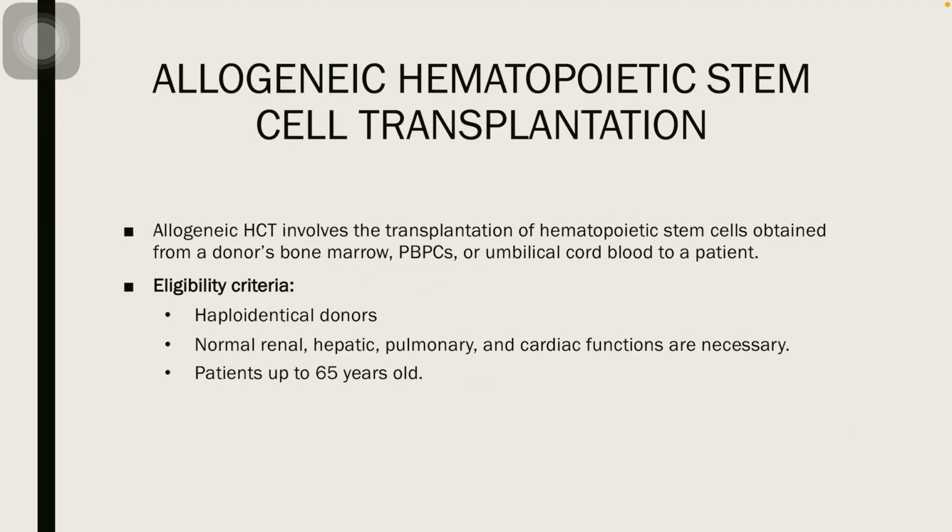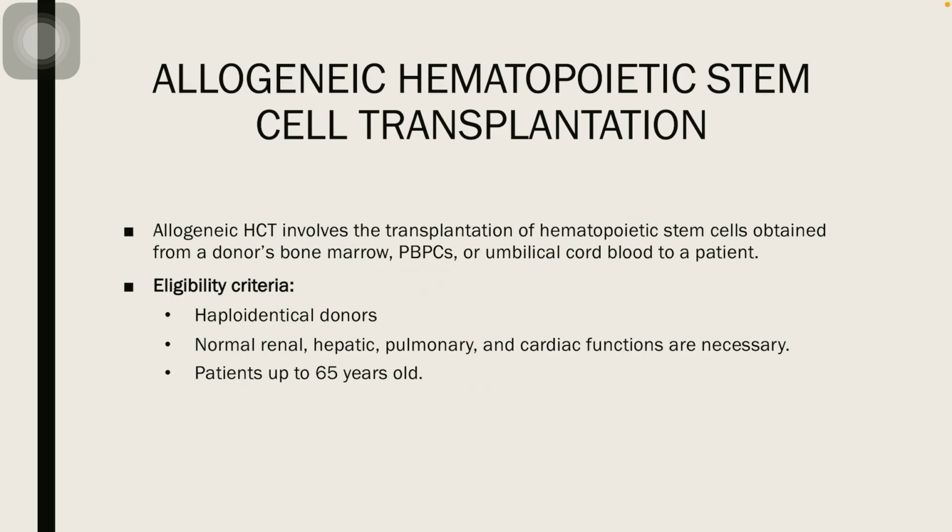Our group topic is hematopoietic stem cell transplantation, and my topic is allogeneic hematopoietic stem cell transplantation. First of all, the term allogeneic means donating tissues which are genetically dissimilar, because of which they are immunologically incompatible. Allogeneic hematopoietic stem cell transplantation involves the transplantation of hematopoietic stem cells obtained from donors, bone marrow, peripheral blood progenitor cells, or umbilical cord blood to a patient.